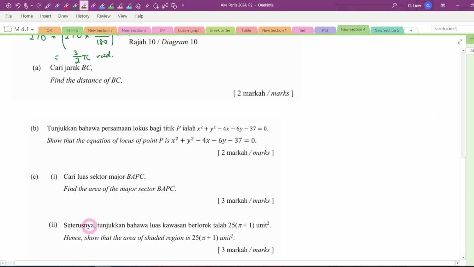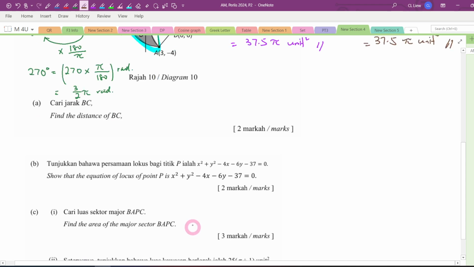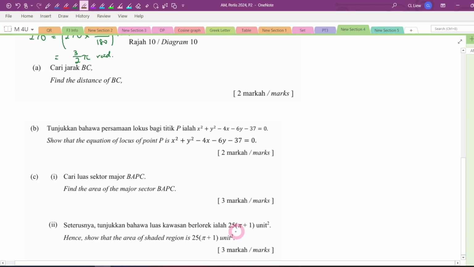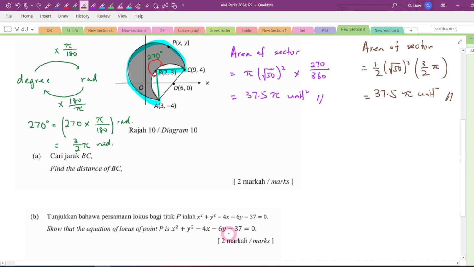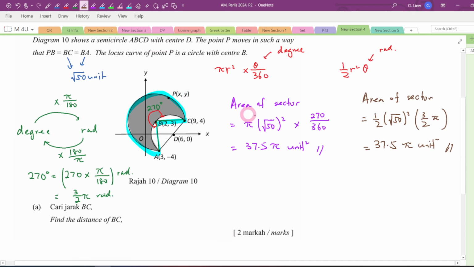Let's try part 2. Hence, we want to show that the area of the shaded region, this one, is equal to this. Okay, just now we got the area of the sector, which includes these two parts, right? Now we need to find a way to help us find the area of this segment. These two segments have the same area.